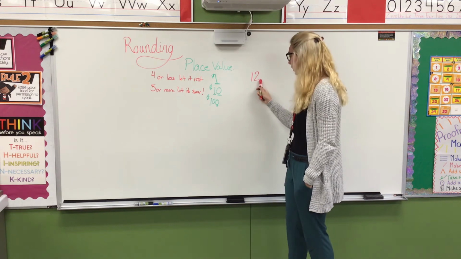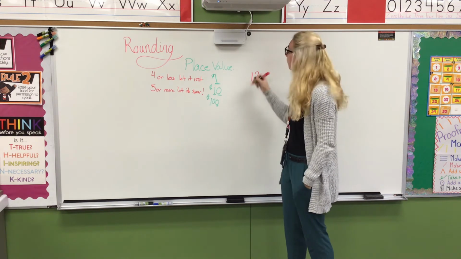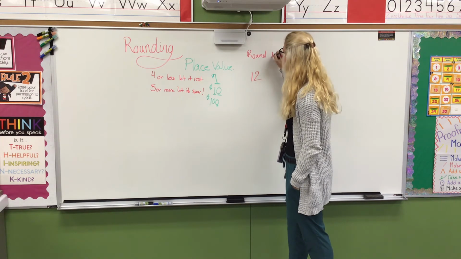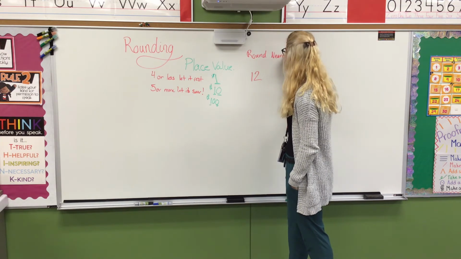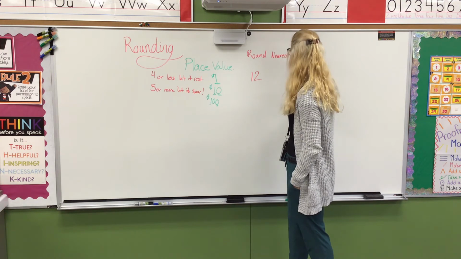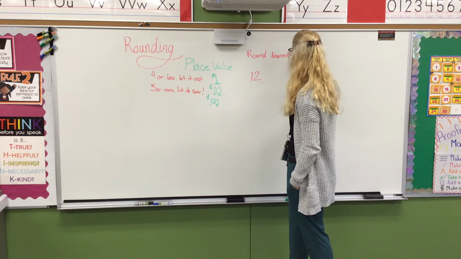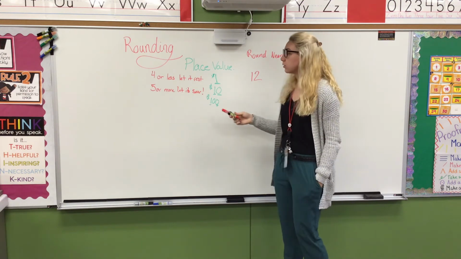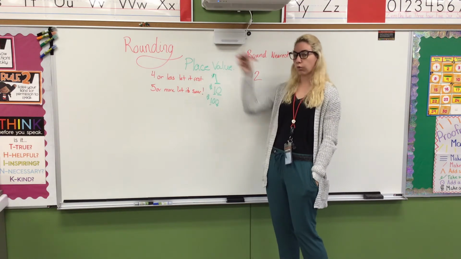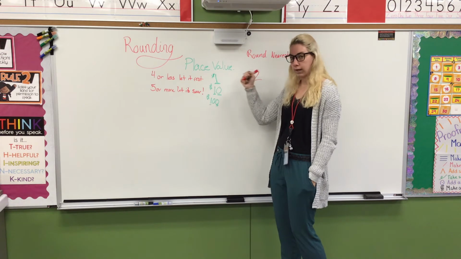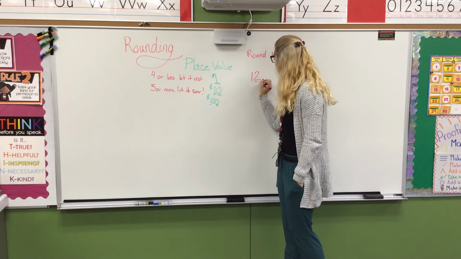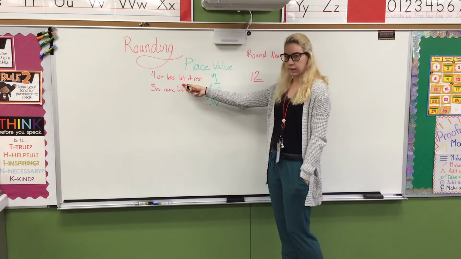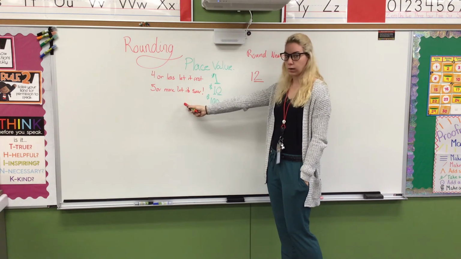Okay, well here's the ones place, here's the tens place. I'm being asked to round to the nearest tens. Normally written like this, the tens value. So what I do is I look to the number right next to it, right next door. This number here is a 2. So is it 4 or less, let it rest, or is it 5 or more, let it soar?